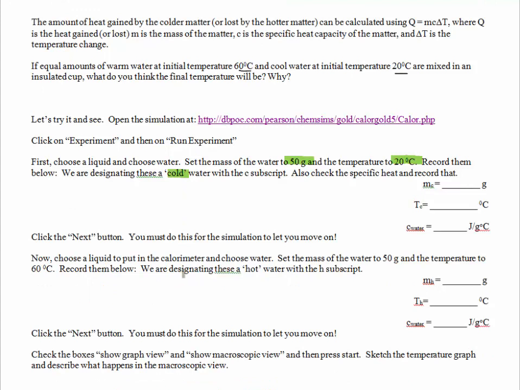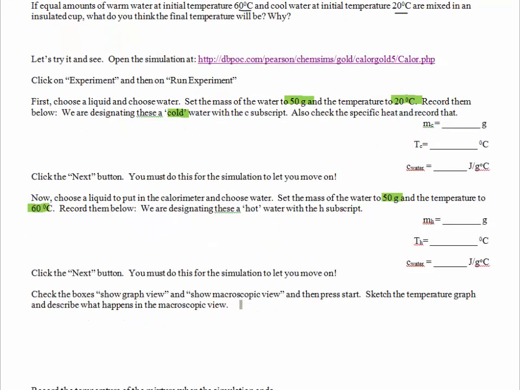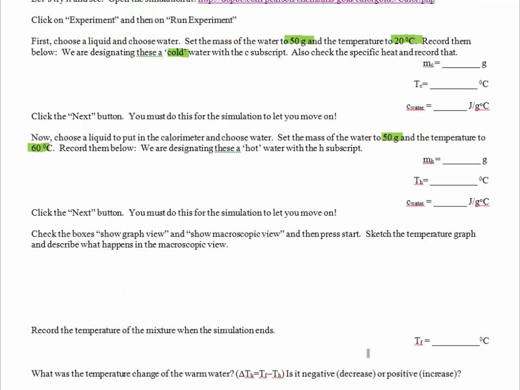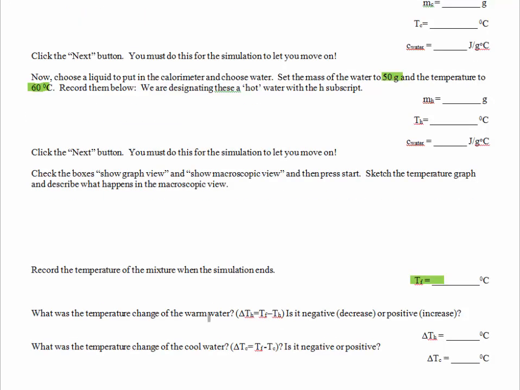Then I'm going to get some water, the same amount, 50 grams, and I'm going to set it to 60. And then I'm going to mix these things together and watch what happens, and the temperature is going to eventually stabilize so I can get my final temperature. And we can say, well, what did the warm temperature water change by? Well, that's going to be the final temperature minus the temperature of the hot.